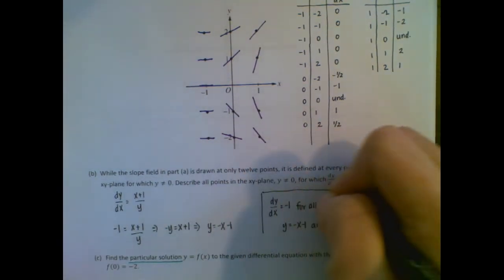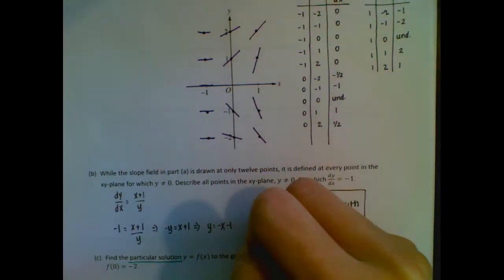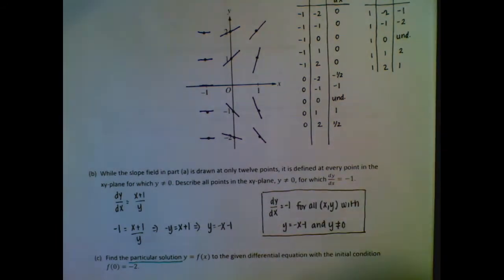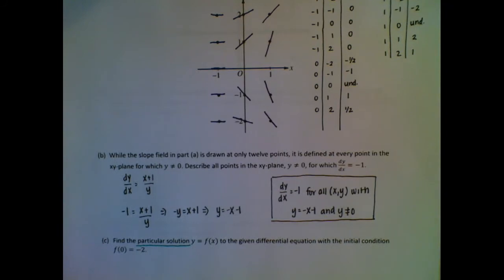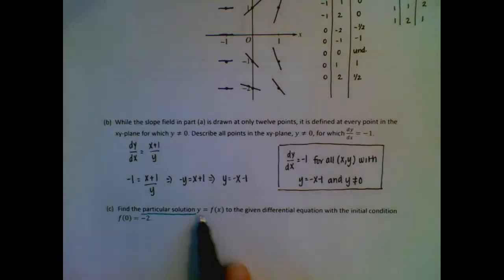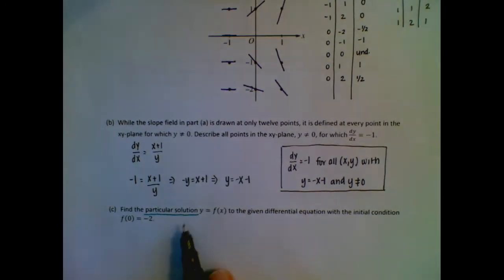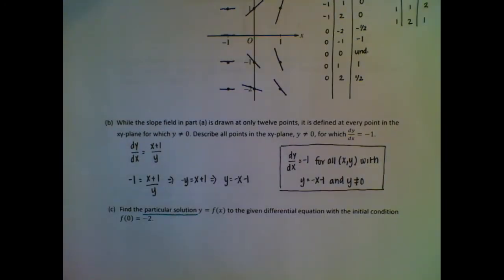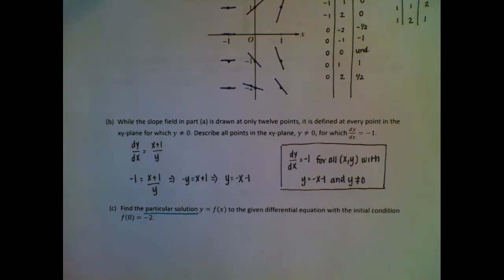So my slope is -1 for all points in my coordinate plane with the equation of the line y is equal to -x minus 1, but y can't also be equal to 0. So then the particular solution was kind of what we talked about at the beginning of class on Friday. We wanted to find the particular solution to this function for the differential equation with the initial condition f of 0 is equal to -2.